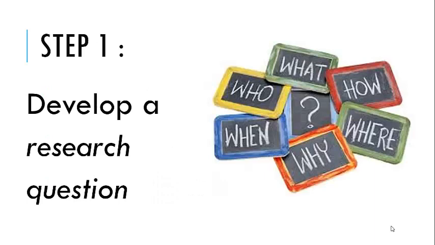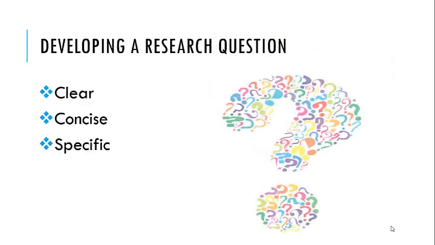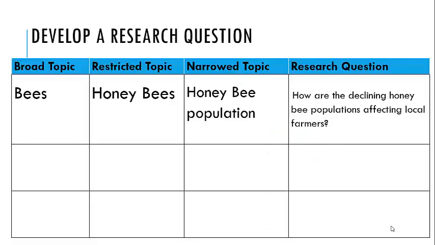So our first step is to develop a research question. This is a really important step in the whole research process. Your research question is going to guide you throughout this process, so it needs to be clear, concise, and specific. So let's look at a graphic organizer that could help us narrow our research question and make it more specific to our needs. You have a copy of this graphic organizer in front of you, and in just a moment I'll give you an opportunity to work on this.